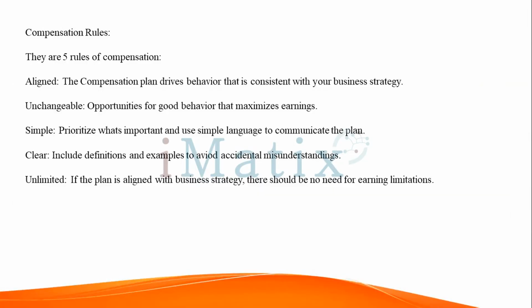Compensation rules. There are five rules of compensation. Align: the compensation plan drives behavior that is consistent with your business strategy. Unchangeable: opportunities for good behavior that maximizes earnings. Simple: prioritize what's important and use simple language to communicate the plan. Clear: include definitions and examples to avoid accidental misunderstandings. Unlimited: if the plan is aligned with business strategy, there should be no need for earning limitations.